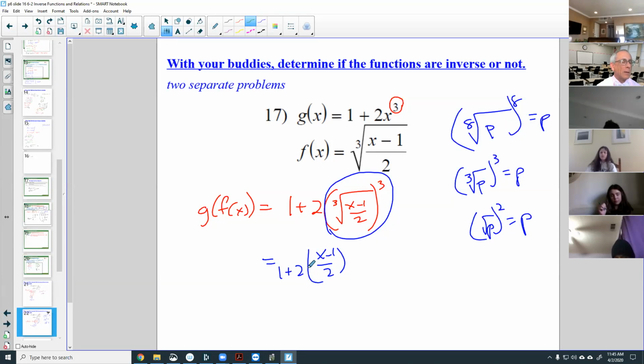Make your life easier. Instead of doing that, why don't we just cancel out the 2's? Oh, yeah. I was thinking about dividing them after. That makes sense. So are you good with that? Okay. So now I have 1 plus x minus 1, and I wind up with x. So either way I do it, I have the inverse.